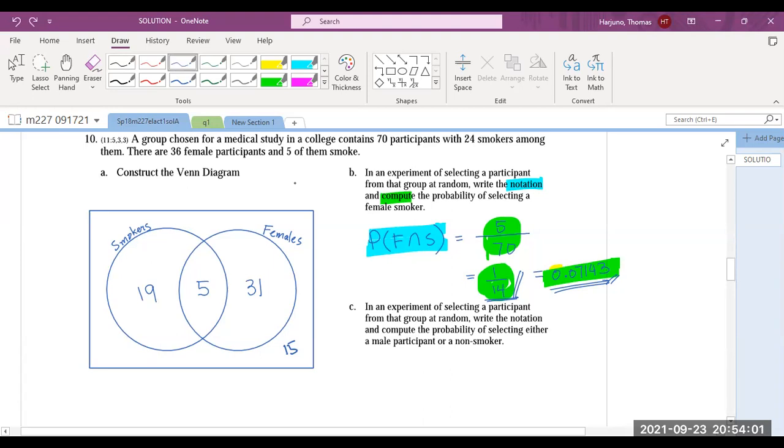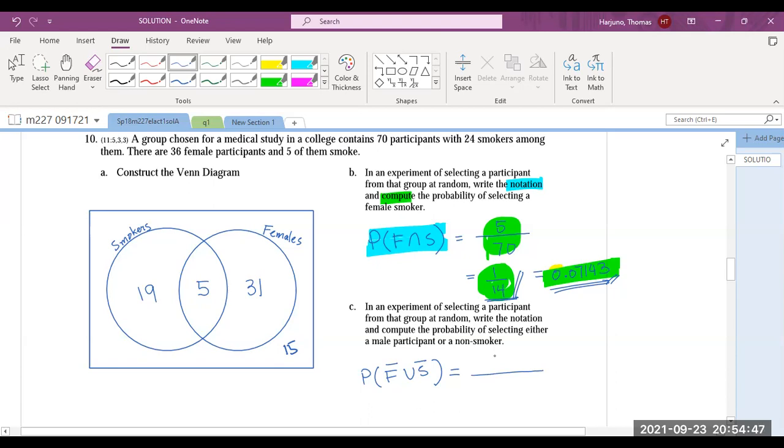Now the thing is, we don't use the term male there. We understand male as not female. Or non-smoker. You can simply use F and S, but put the not notation on that. Okay, so you can use this, not female or not smoker. Now how many not female or not smoker? How many not female?